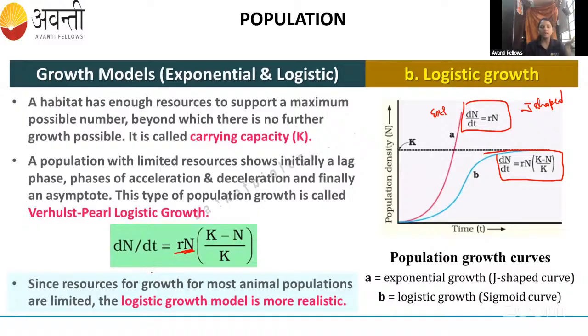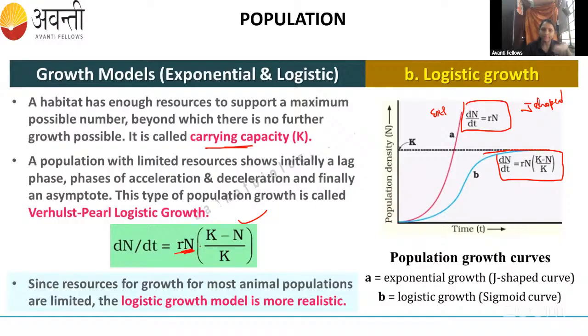For example, take one classroom. One classroom can accommodate about 80 people, right? If we keep more than 180 or 200 people, is that classroom sufficient? No, right? So the carrying capacity of that classroom is only 80 students. Like that, in the environment also there will be a carrying capacity. So that is called the carrying capacity of the environment, and we are going to take care of that.